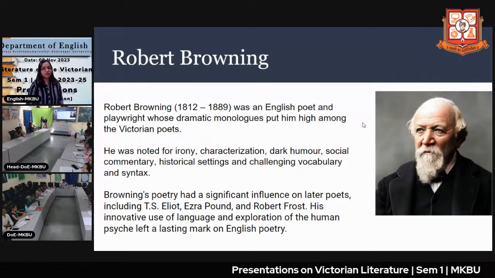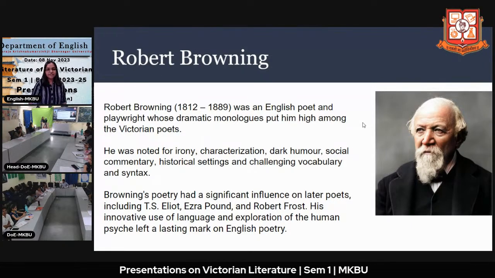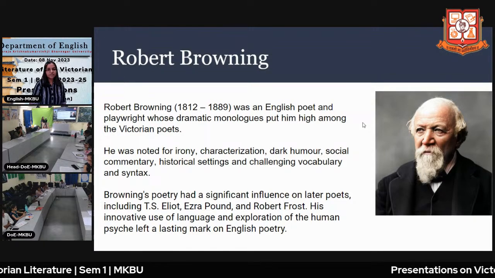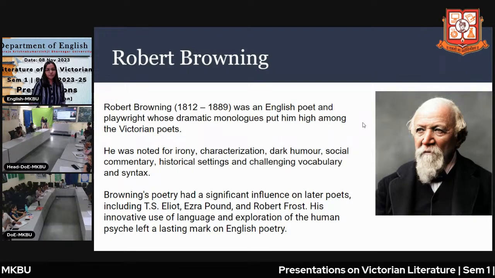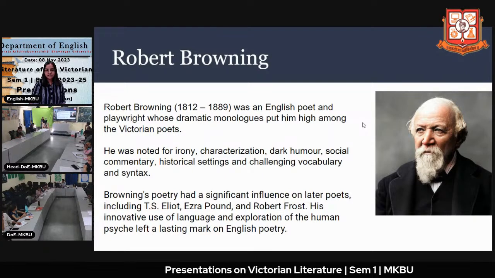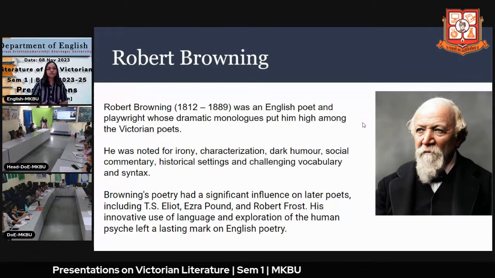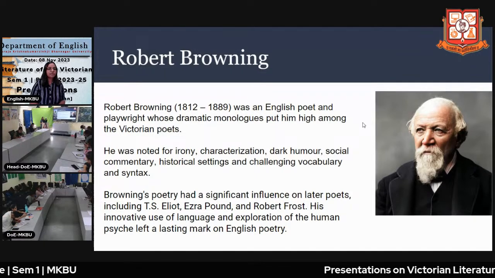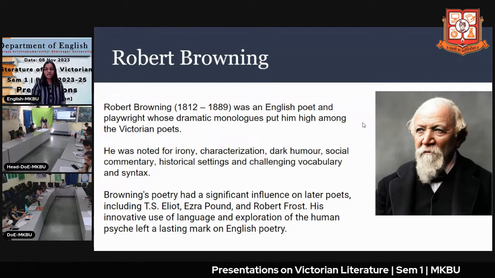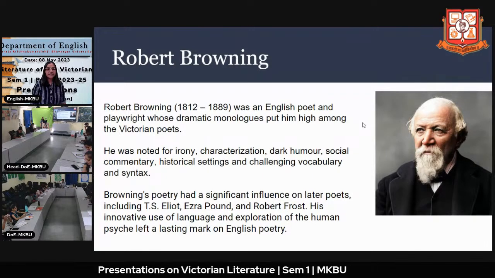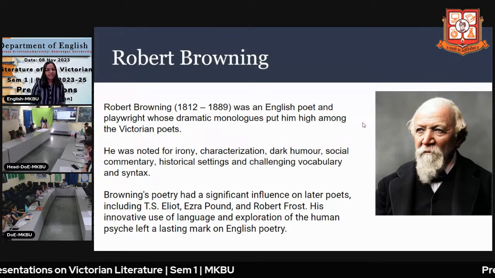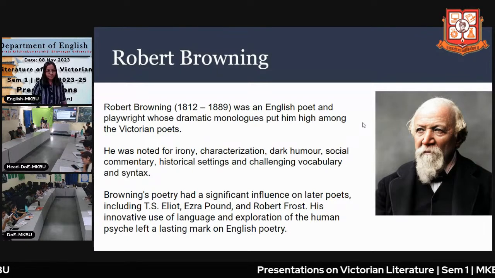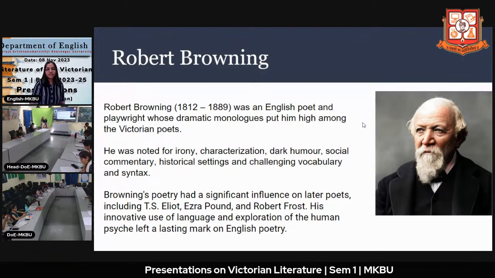About Robert Browning. Robert Browning, 1812 to 1889, was an English poet and playwright whose dramatic monologues put him high among the Victorian poets. He was noted for irony, characterization, dark humor, social commentary, historical setting, and challenging vocabulary and syntax. Browning's poetry had a significant influence on later poets, including T.S. Eliot, Ezra Pound, and Robert Frost. His innovative use of language and exploration of the human psyche left a lasting mark on English poetry.